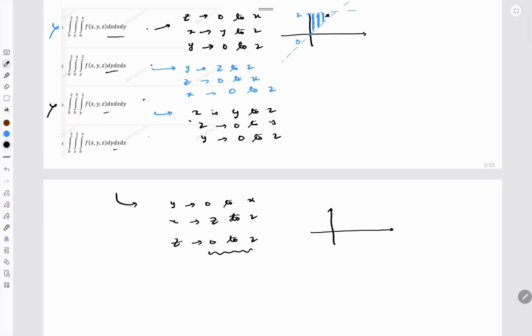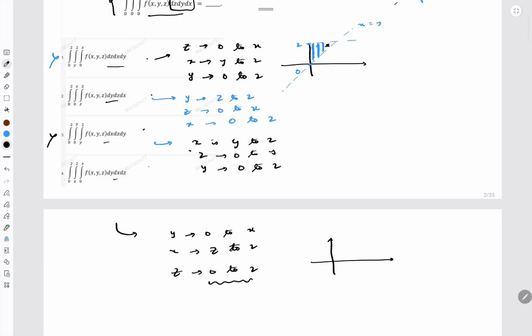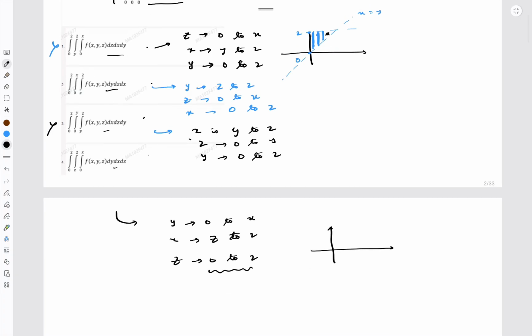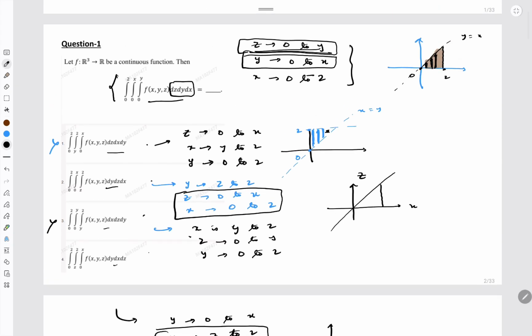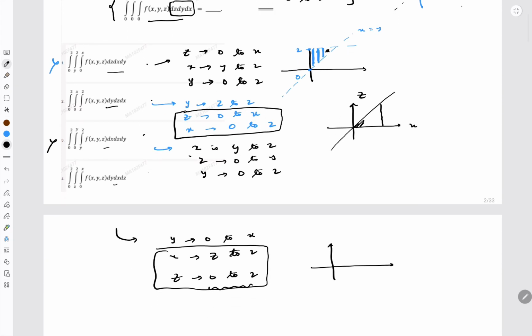So it might be a possibility, right? In this question, if you focus on the xz region, we can actually find out the answer. If I take the xz region, so if this is x, this is z, if x is from 0 to 2 and z is from 0 to x, so we are tracing the exact same kind of region as we were tracing in the xy plane. So the region is this only.